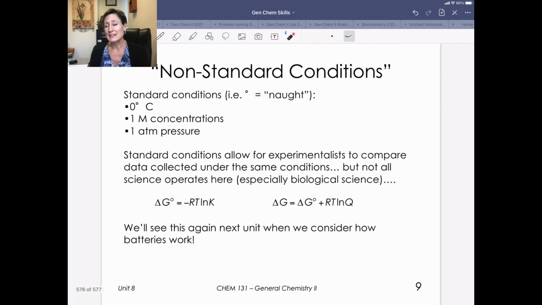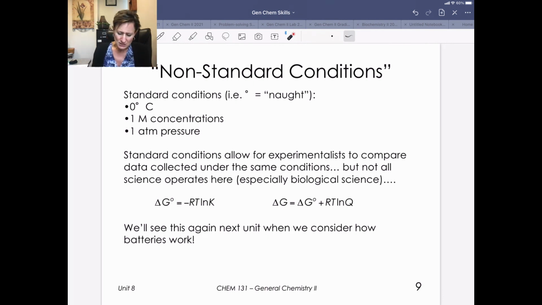All right, so the last little piece here is also going to allow us to tie into some concepts in our next learning unit on electrochemistry, and that's thinking about non-standard conditions. I haven't really said too much about this, but all of the values that we see in Appendix B and so forth have this little symbol that looks like a degree symbol, but it actually stands for what we call naught. So we'll say delta G naught or delta S naught. This naught means we are at standard conditions, which is 0 degrees C, 1 molar concentration, and 1 atmosphere pressure. We actually saw standard conditions when we did gas chemistry back in Unit 5 in Gen Chem 1.